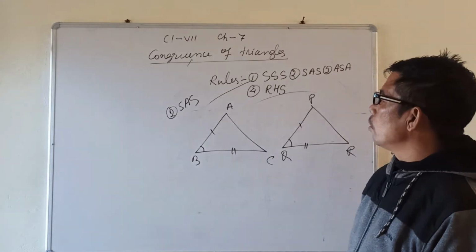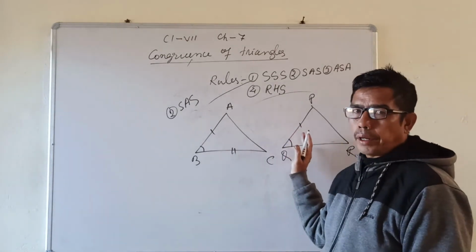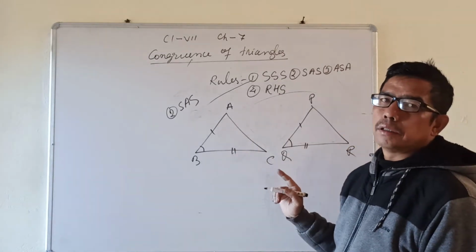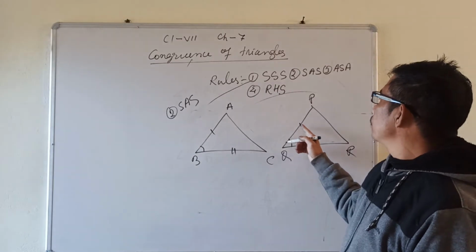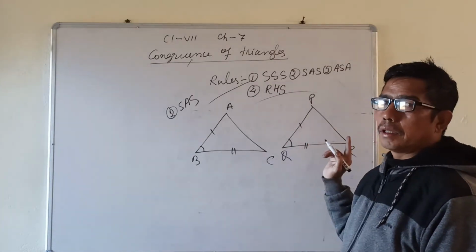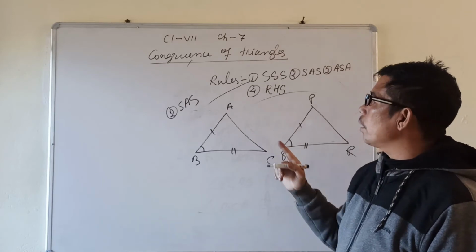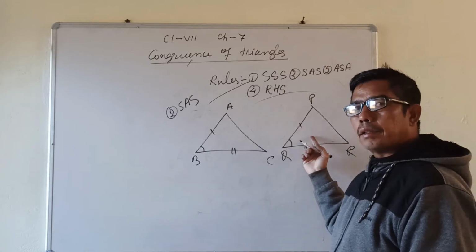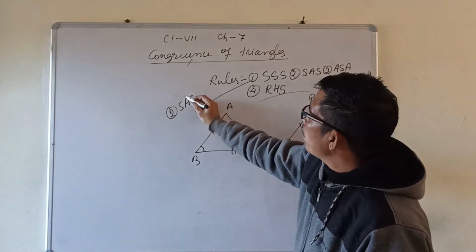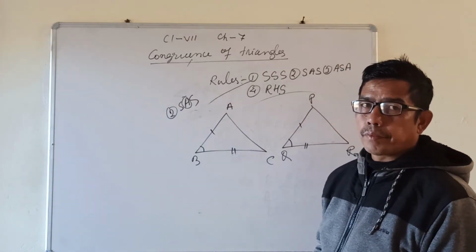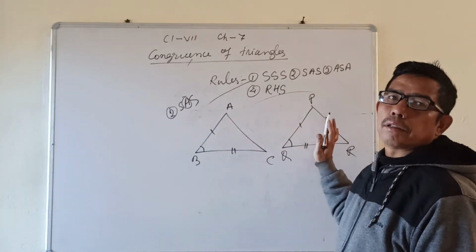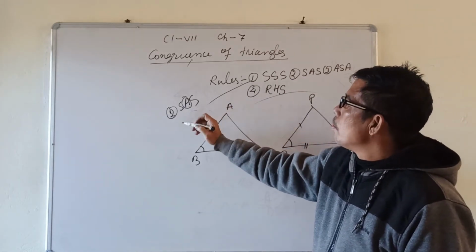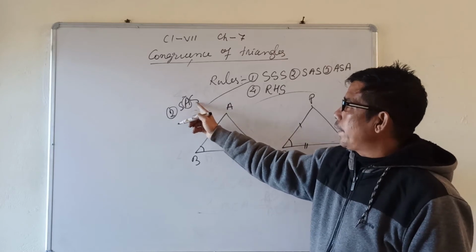Let's come to the second rule, that is side angle side. By this rule, two triangles will be congruent if two sides of one triangle are equal to two sides of the other triangle, and one more angle is equal to one more angle of the other triangle. But the important thing is, where should this angle be? This angle cannot be any angle. This angle should be the angle formed by joining the two sides.